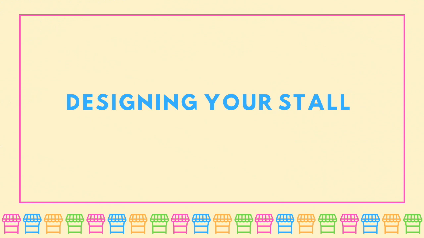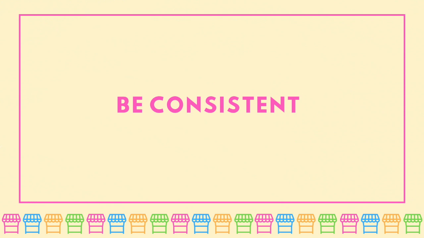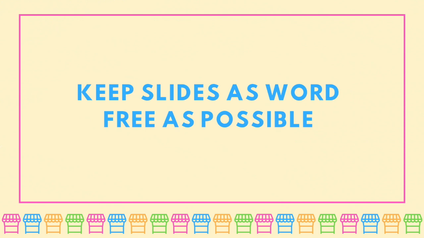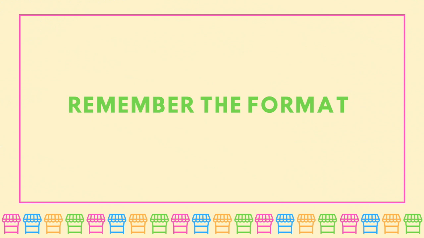We will go through these top tips first and then use these to create the best visuals we can. Clear photography. Use the best camera you have available. Be consistent. Consistent with your branding, consistent with your fonts and consistent with your colours. Keep your slides as word-free as possible. Allow your products to really shine. Remember the format you're designing to. Instagram is seen mainly on phones, which generally have small screens.